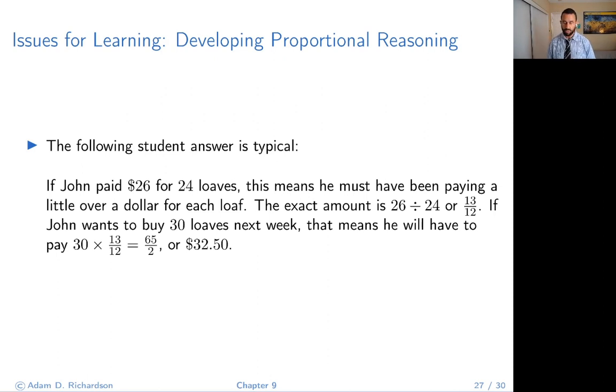They'll say, if John paid $26 for 24 loaves, this means he must have been paying a little bit over $1 for each loaf. There's that estimation, right? $26 for 24, a little bit over $1. The exact amount is the ratio. The exact amount is 26 divided by 24, which is 13/12. So if John wants to buy 30 loaves next week, that means he just needs to pay 30 times that unit ratio, which comes out to $32.50.